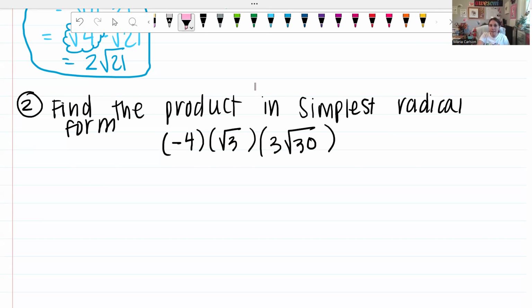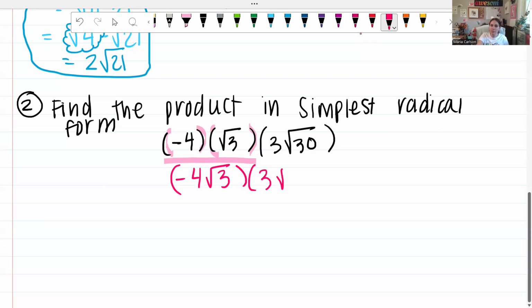really, I can multiply maybe these two together first. So maybe I'm going to multiply -4 times the square root of 3 together first, which really, -4 doesn't even have a radical involved in it at all. So this would just become -4 times the square root of 3, or -4 square root of 3, times 3 square root of 30.